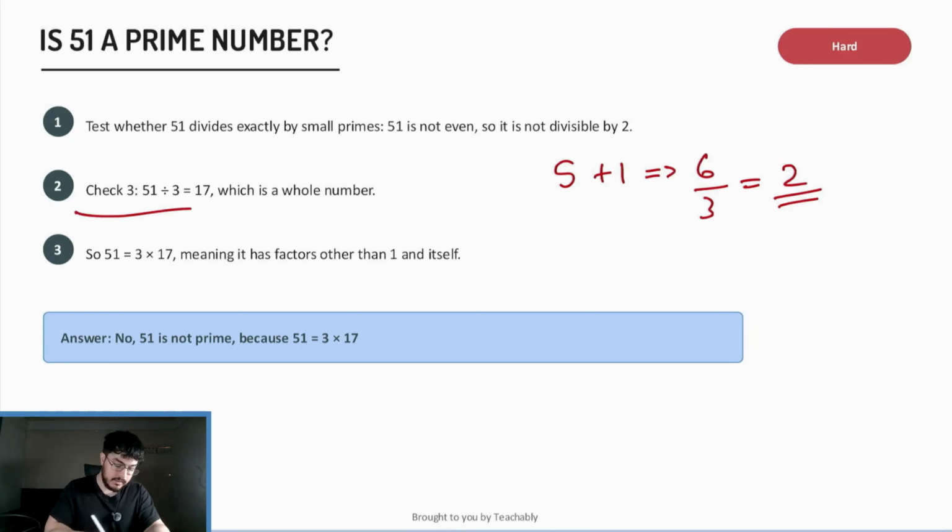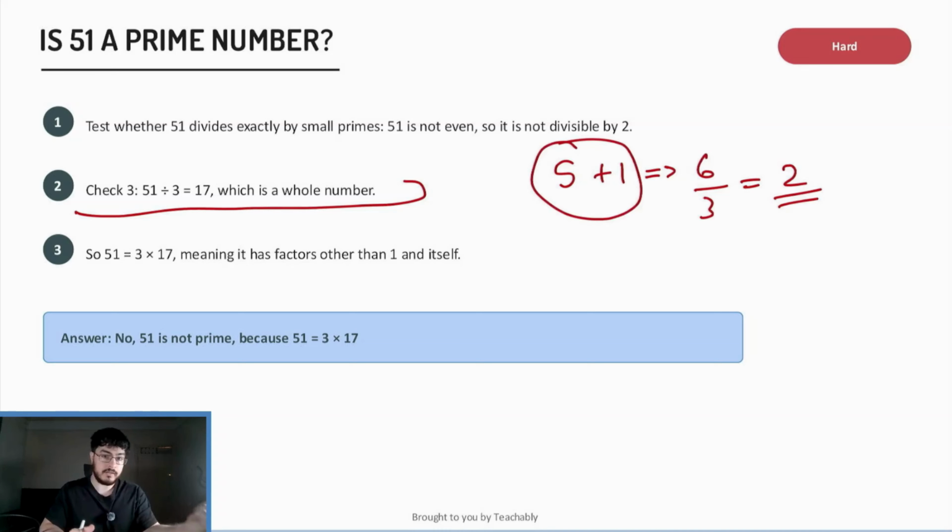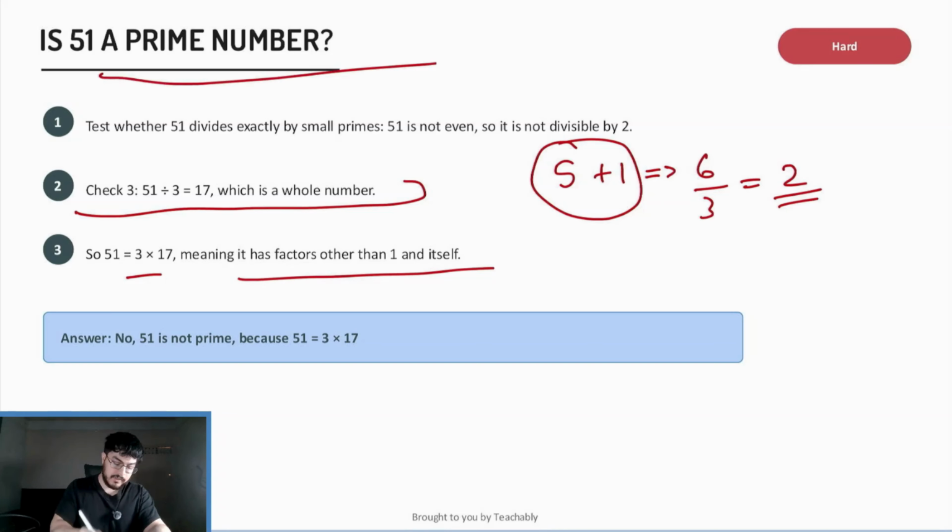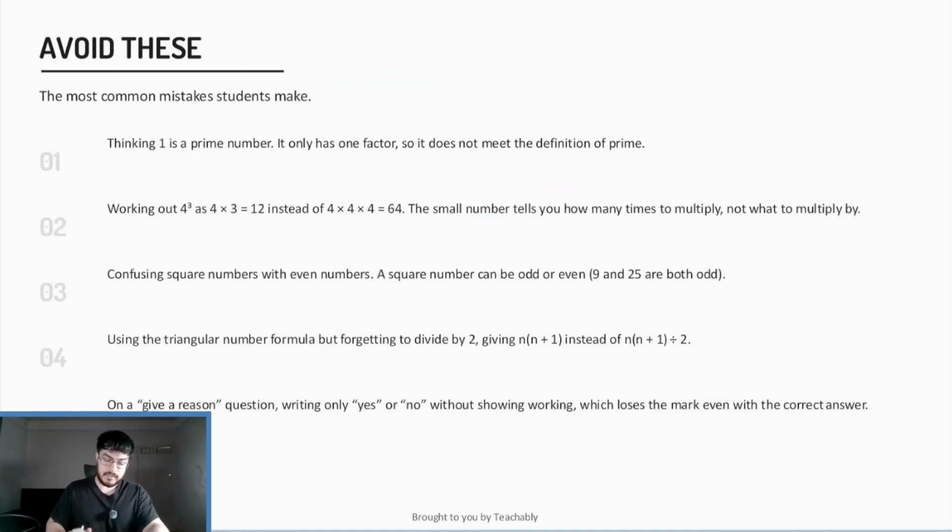And right here, it's showing that 51 does divide by 3 because it's equal to 17. But we did the digit check that we did in the previous slides. And so 51 is 3 times 17, meaning it has factors. Therefore, 51 cannot be prime because 51 divides by 3, which is 3 times 17 is equal to 51. So these are a few examples of how we would approach these questions.